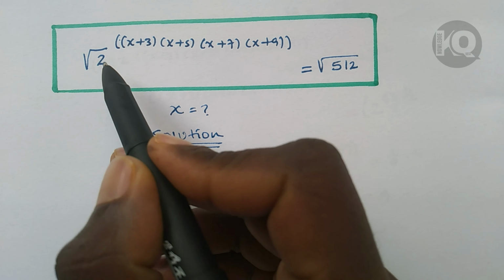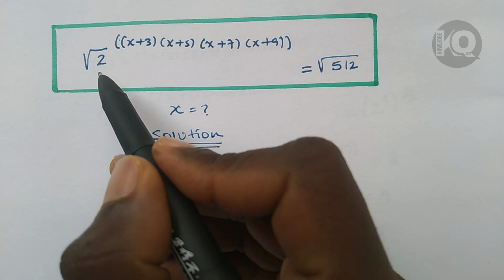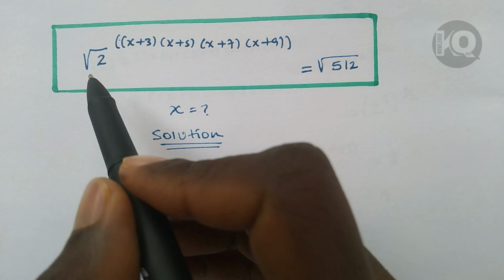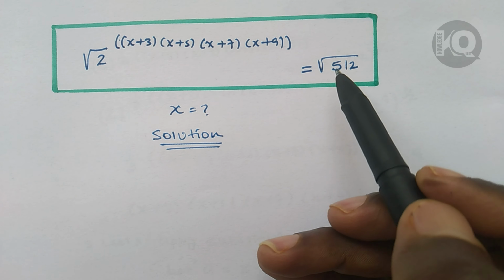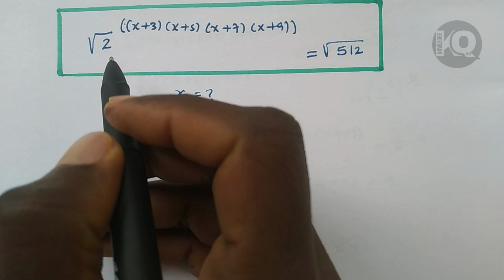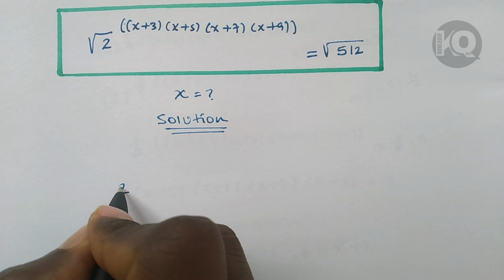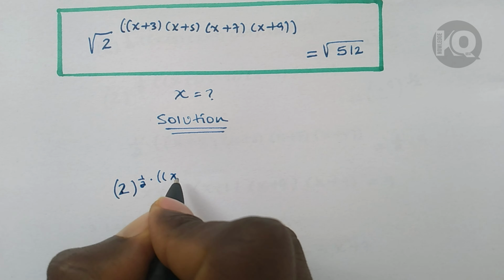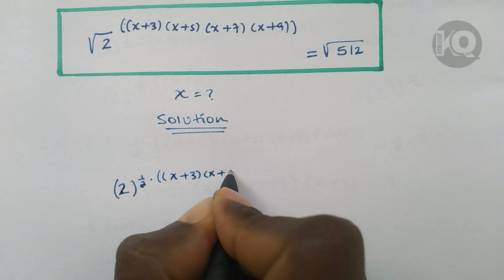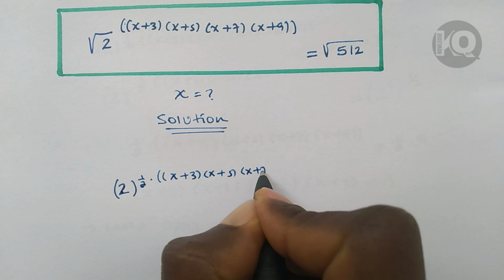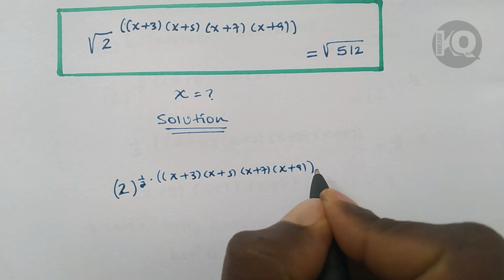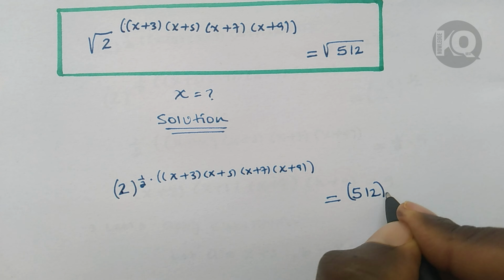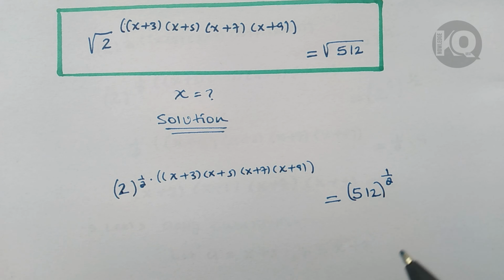The first step to solve this equation is we have to make the base on both sides the same. So before that, we have to simplify the square root on both sides. So this square root will be 2 to the power of 1 over 2 times x plus 3 times x plus 5 times x plus 7 times x plus 9 is equal to 512 to the power of 1 over 2.